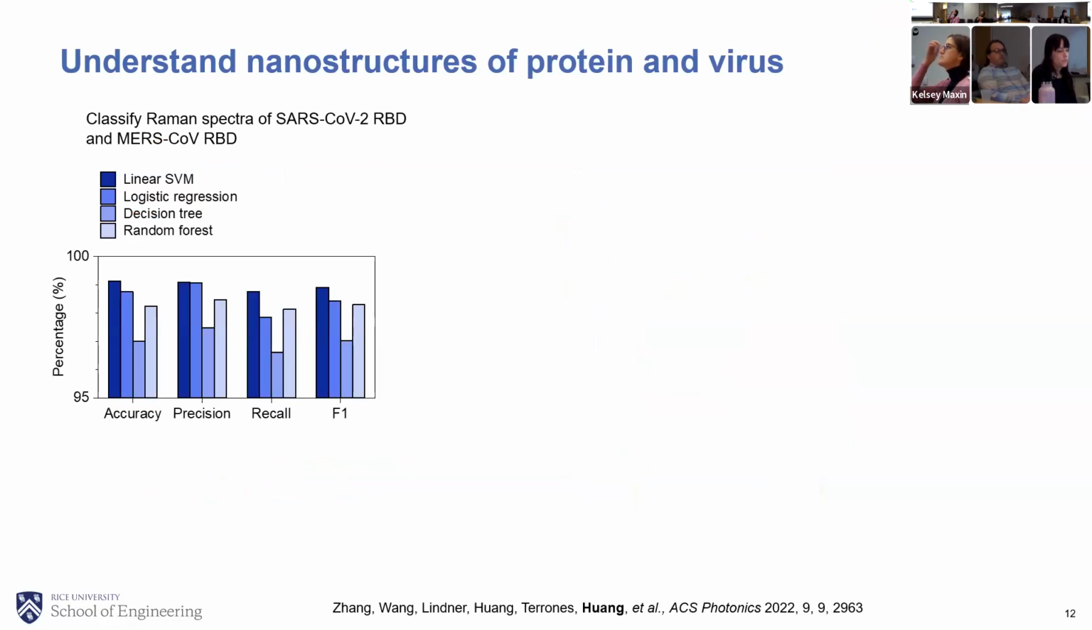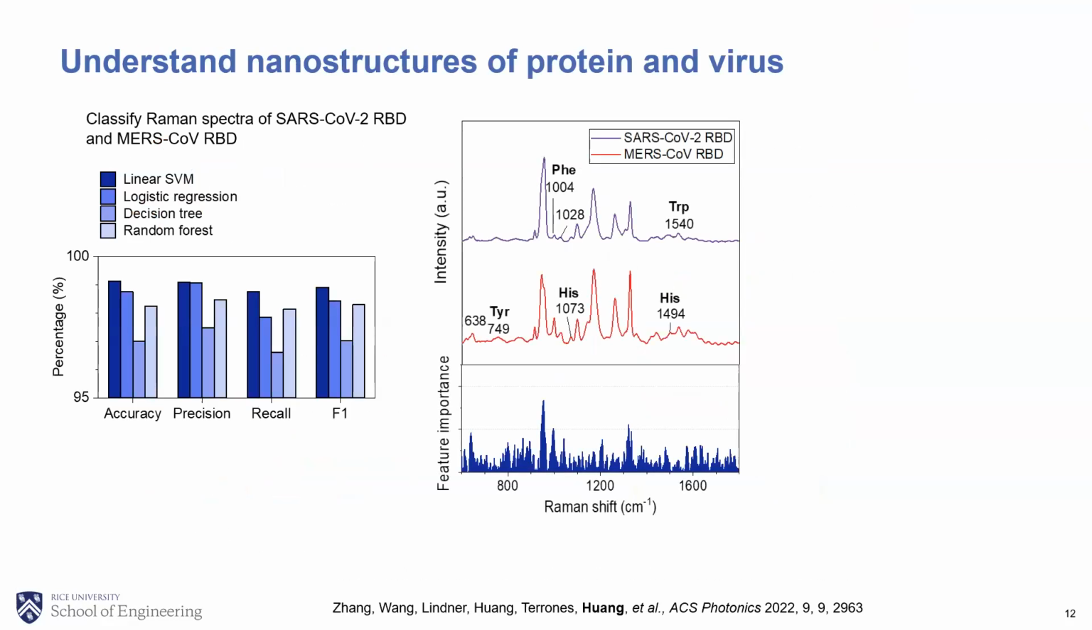Here we are also using machine learning to classify the Raman spectra of RBDs from SARS and MERS. You can see their metrics are very high, over 95% for all the metrics. Next slide. In addition, we can also obtain the spectral feature importance. You can see in this plot, the spectral feature importance has several peaks, and we can do some analysis for these peaks. So for example, next slide.